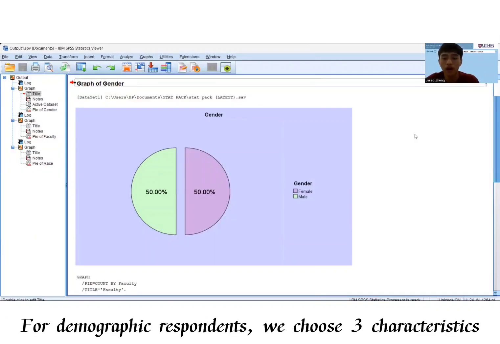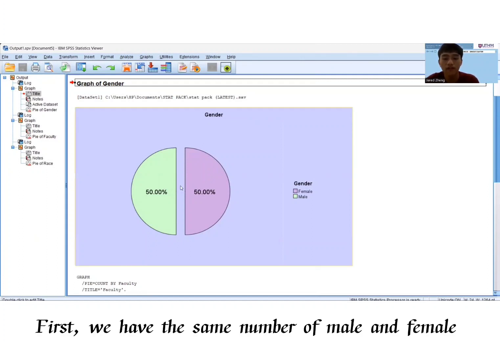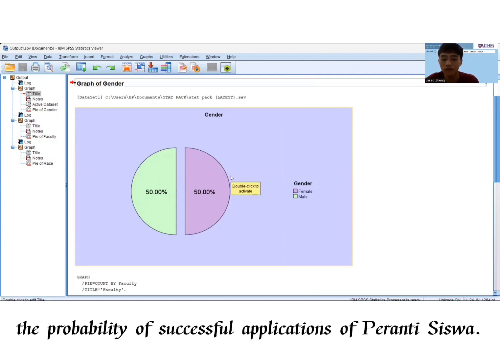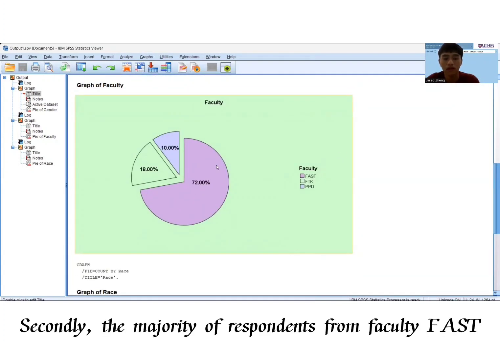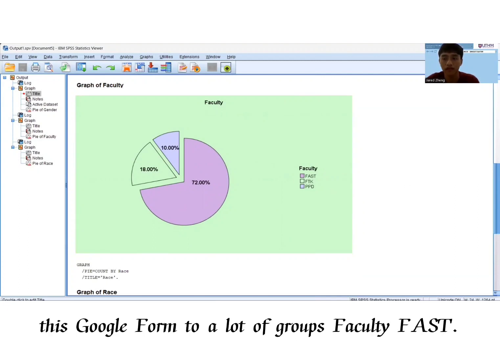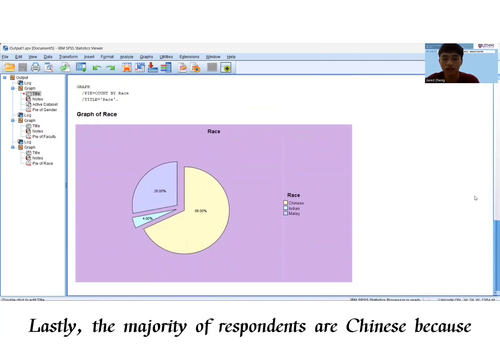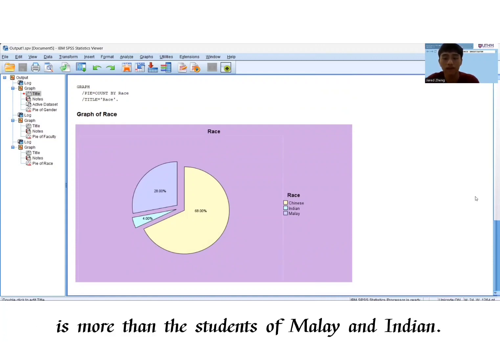For demographic respondent, we choose 3 characteristics in this group project, which are gender, faculty, and race. First, we have the same number of male and female respondents because gender is not an important factor to affect the probability of successful application of Peranti Siswa. Secondly, the majority of respondents are from FAST because our program is under FAST, so we sent this Google Form to a lot of groups in FAST. Lastly, the majority of respondents are Chinese because the Chinese students in our program, Industrial Statistics, are more than the Malay and Indian students.